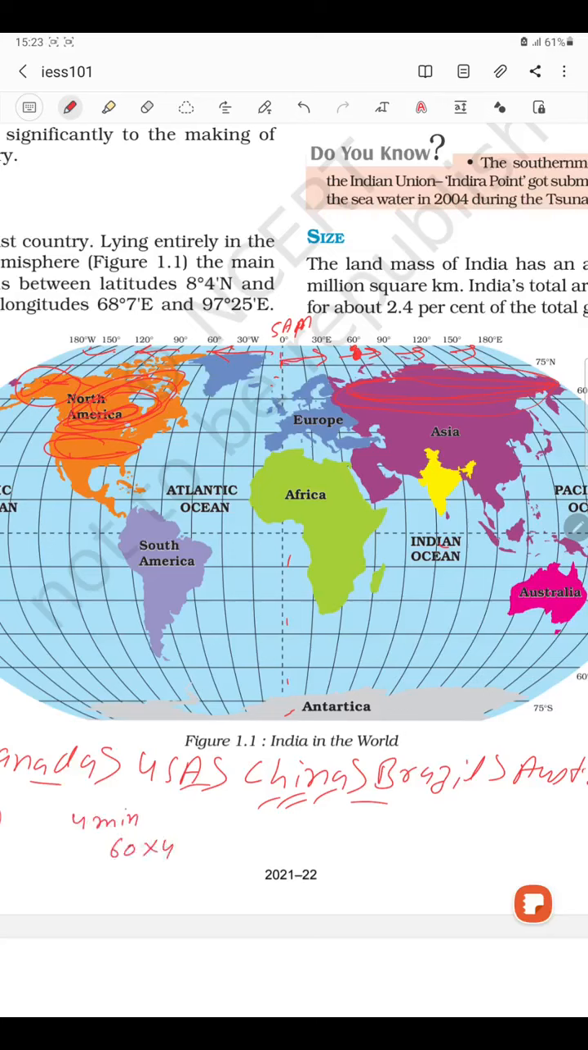60 into 4, we will multiply here. So it will take 240 minutes. 240 minutes, then divide by 60. That means 4 hours ahead. That means the area under the 60 degree meridian will have a time 4 hours ahead of this one. In this way we can find out the time zone.